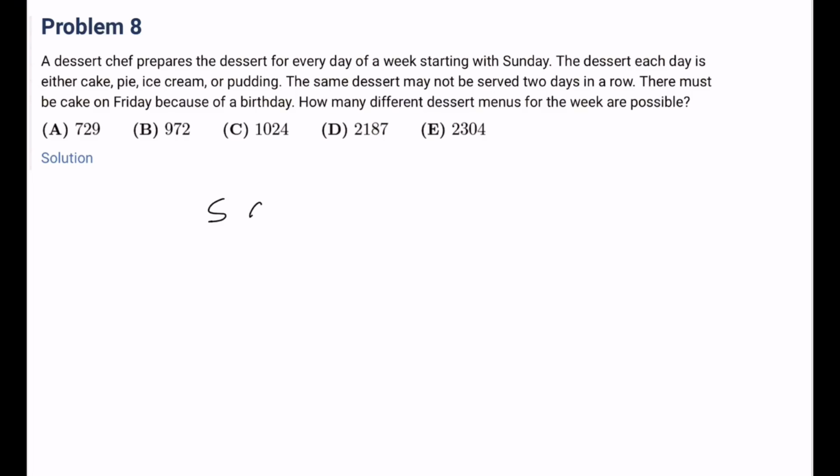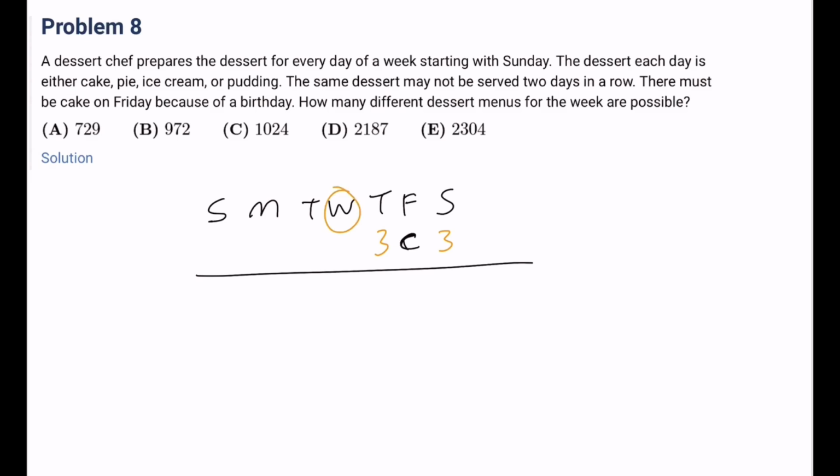Okay, so if we have Sunday, Monday, Tuesday, Wednesday, Thursday, Friday, Saturday, and there must be cake on Friday, and we have 4 choices in total, but then going right, we have three choices only. It's either pie, ice cream, or pudding. So that's 3. And by the same reasoning, that one has 3 choices. Since Wednesday, that just has to be not this one. That's just also 3 choices. And by the same way, all 3 choices. So this will give us 3 to the 6th power of choices, which is 9 cubed. That's equal to 729. So 729 is the number.